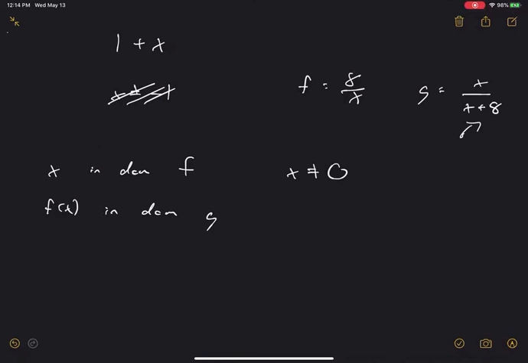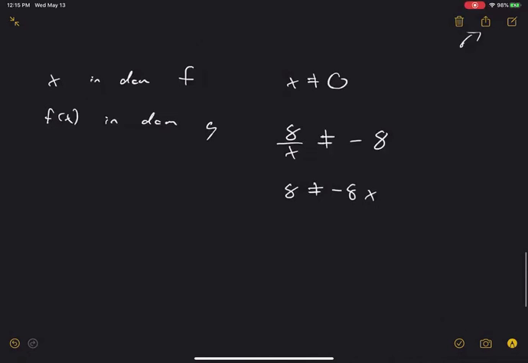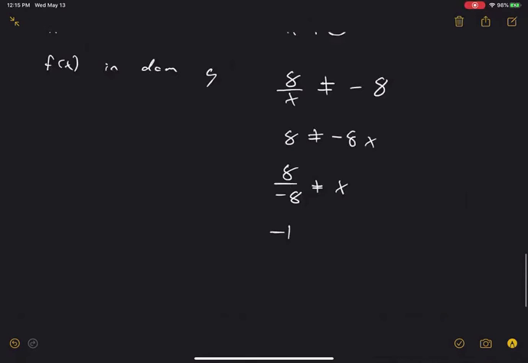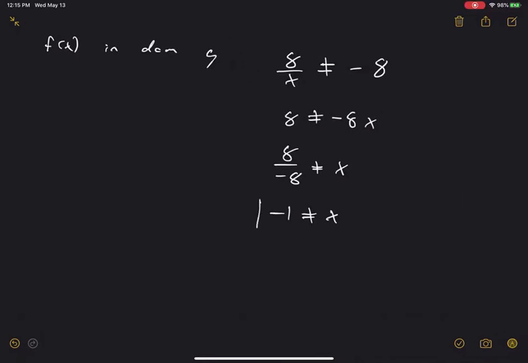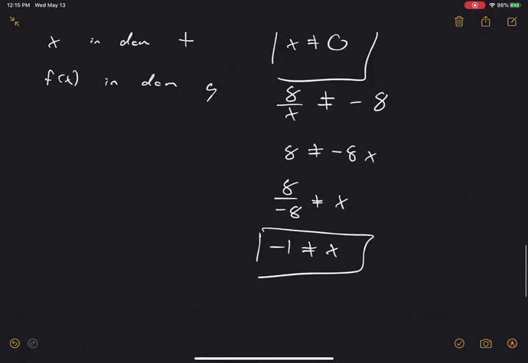So we have 8 over x cannot be equal to negative 8. Okay, so what does that mean? Let's solve for x. So x cannot be equal to -1. All right, so let's combine these two statements. x cannot be equal to 0 and x cannot be equal to -1.